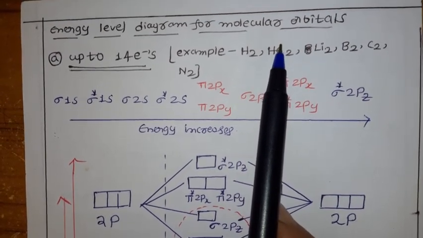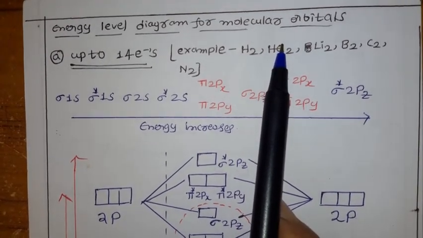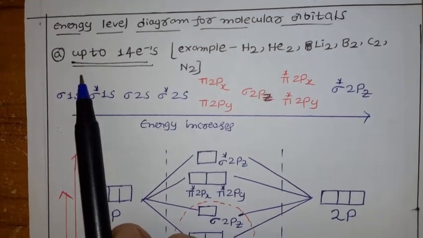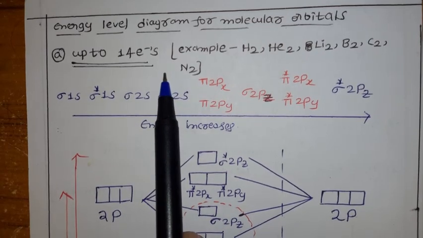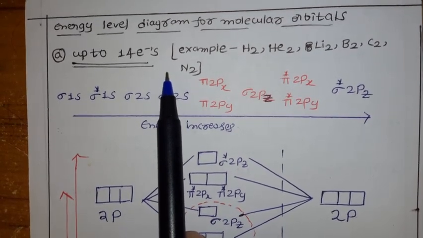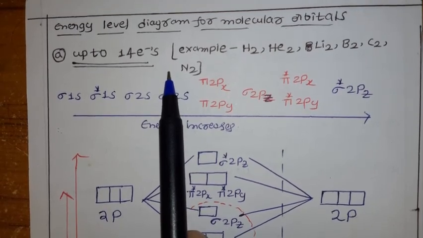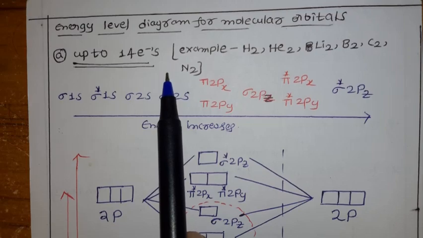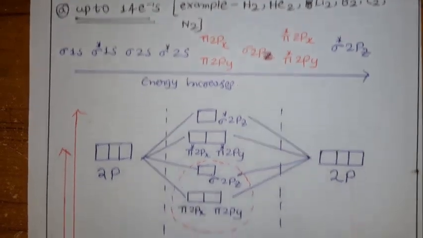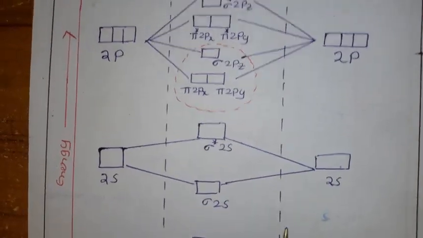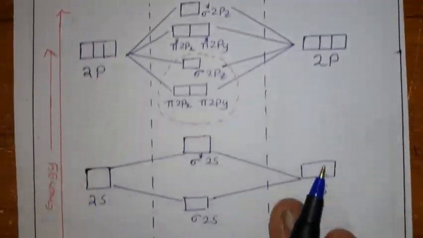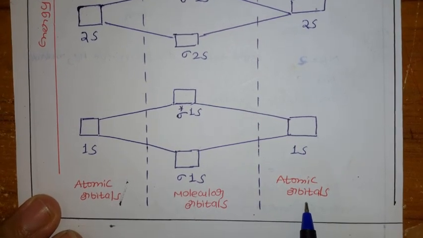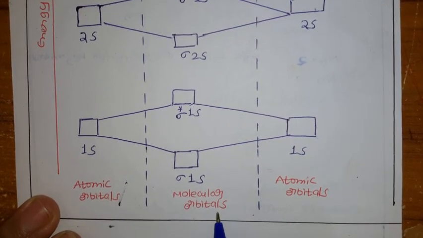We already discussed how many types of molecular orbitals there are. Now we have two types. Up to 14 electrons we are going to follow one energy diagram, and above 14 electrons we are going to follow another molecular orbital energy diagram. If you go for up to 14 electrons, here I am taking the atomic orbitals.